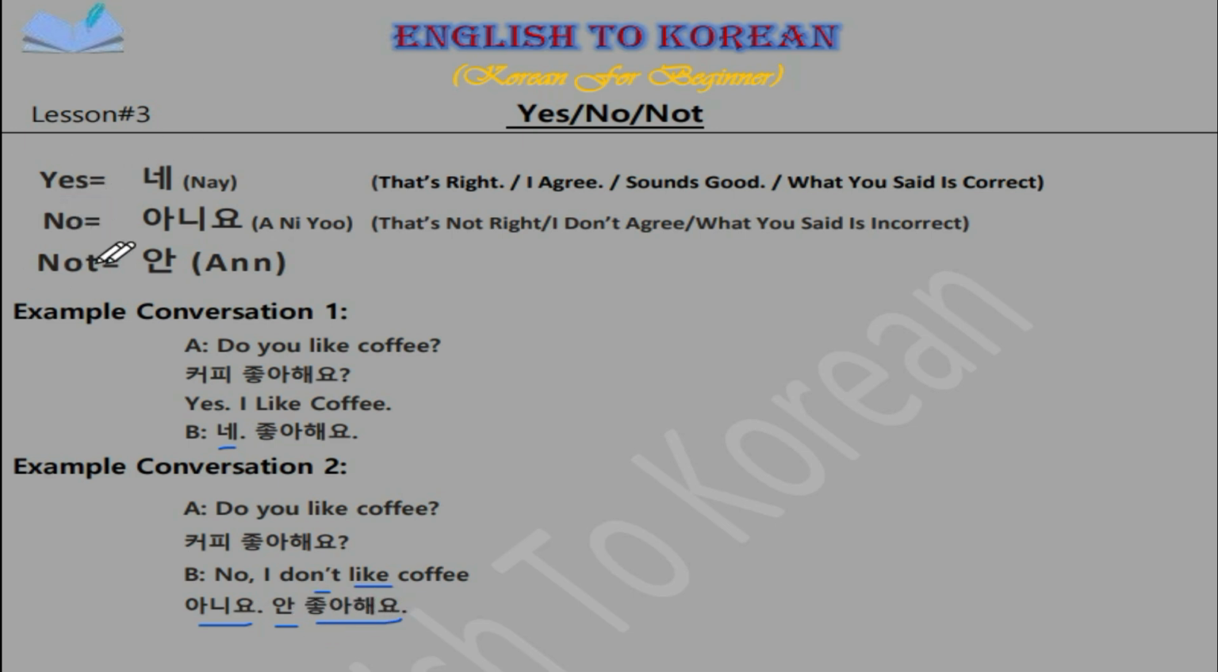So we used yes, no and not in these two conversations.